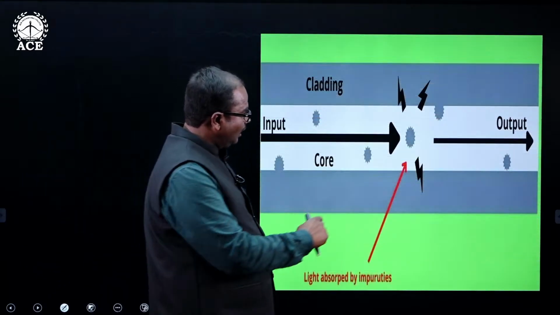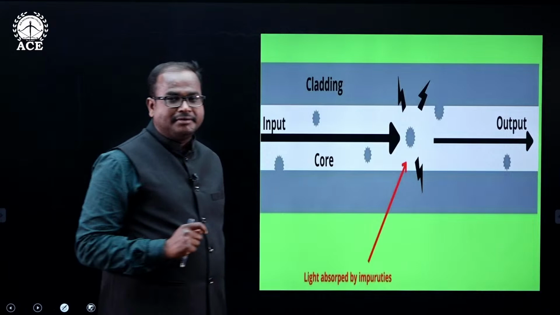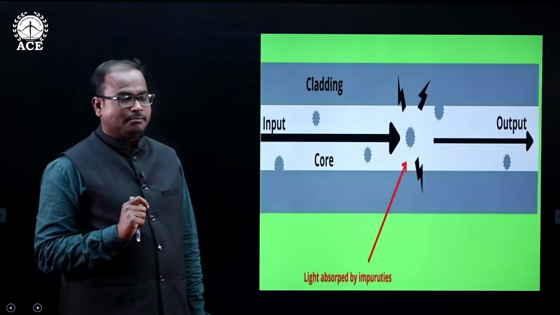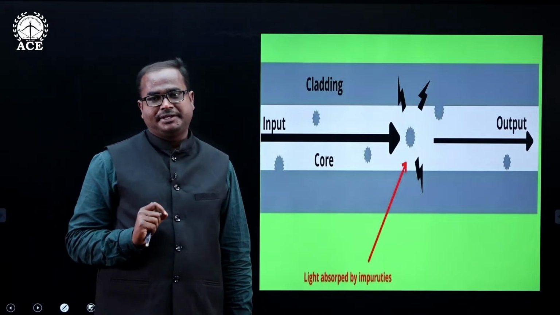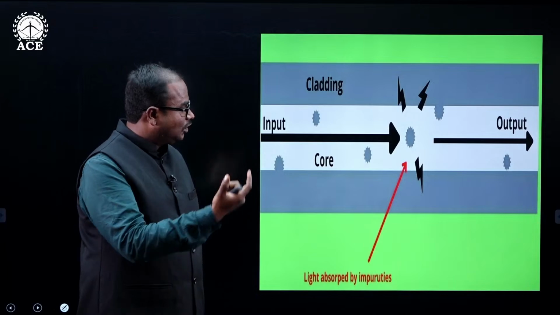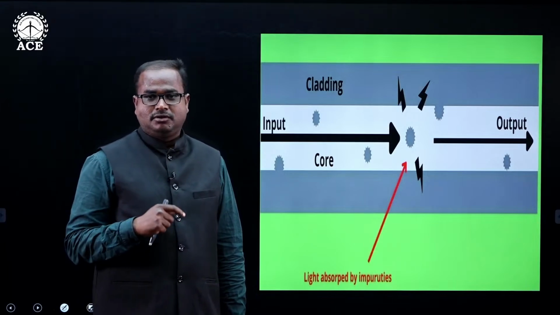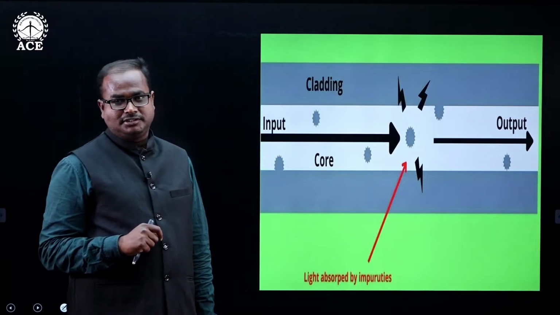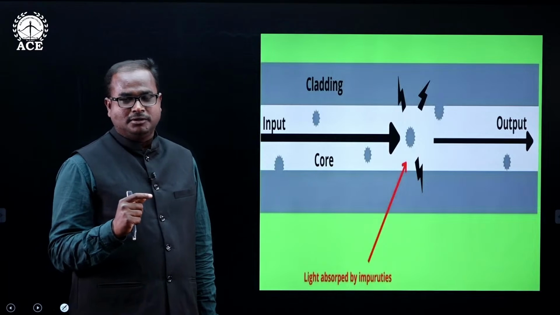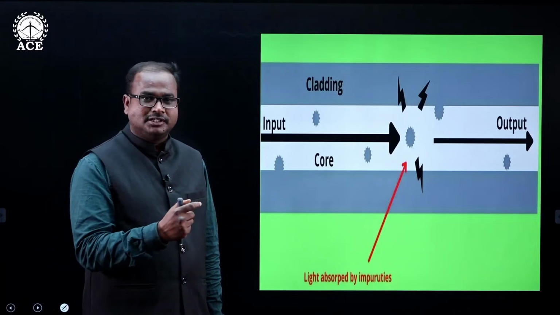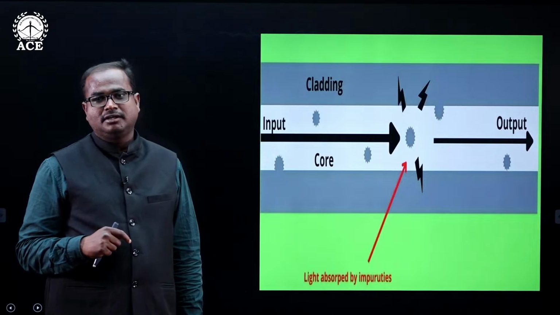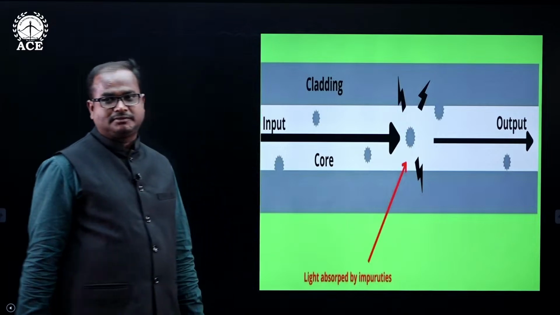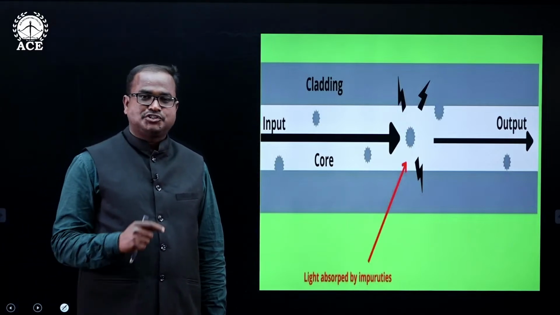And sometimes in the core medium, there may be some impurities. Impurities may be observed in the core medium. So these impurities also may absorb some of the light energy. The impurities present in the core medium also may absorb some of the light energy. So that energy loss, because of the absorption of the energy by the impurities, is also considered as absorption losses. The energy absorbed by the impurities is also known as energy absorption loss.